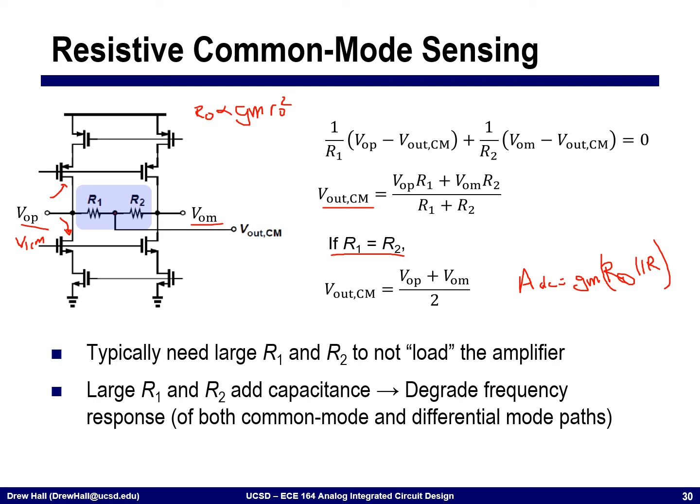Okay? Unfortunately, with large resistors also come large parasitics. Okay, and so I'm going to end up with capacitance at this node, capacitance at this node, and also capacitance at this node. Okay, the output capacitance here is bad for the differential mode bandwidth. The capacitance here is bad for the common mode bandwidth. Okay? And so this tends to degrade the frequency response of both the common mode and the differential mode paths.